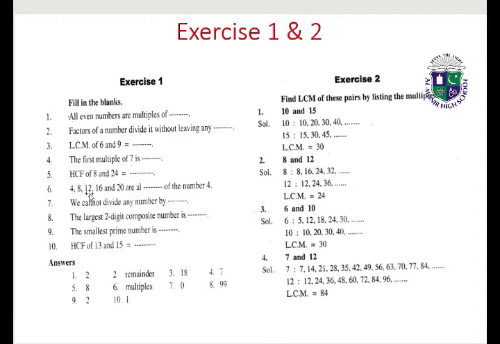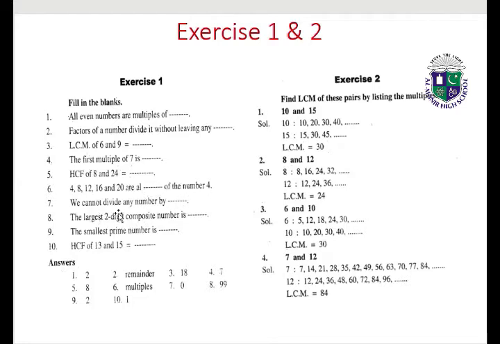4, 8, 12, 16 and 20 are all multiples of the number 4. 4 1s are 4, 4 2s are 8, 4 3s are 12, 4 4s are 16, 4 5s are 20. They are all multiples of the number 4.